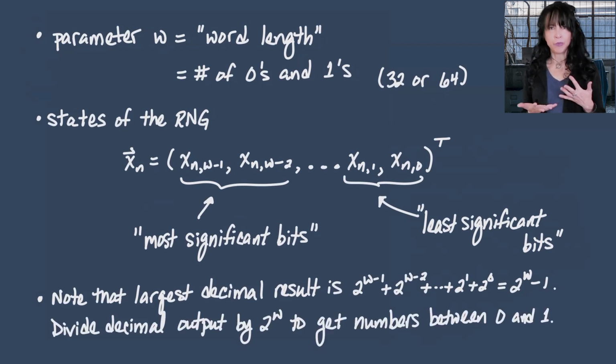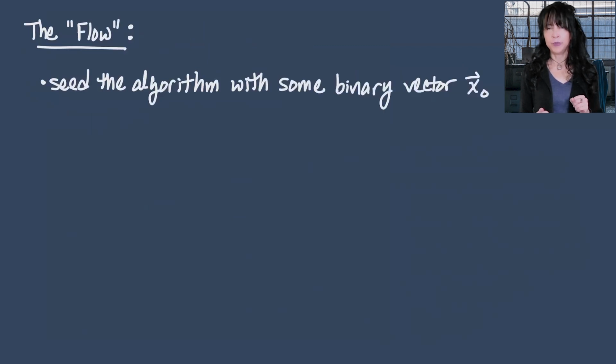So we've talked a little bit about notation. How does this algorithm work? What is the flow of the algorithm? You have to start it with a seed vector x_0. This is going to be a w by 1 column vector of ones and zeros that has to be fed to the algorithm. Generally, you're not doing that as a programmer. You're getting it from some internal clock. We will talk about seeding random number generators in here. So there's some given binary vector.